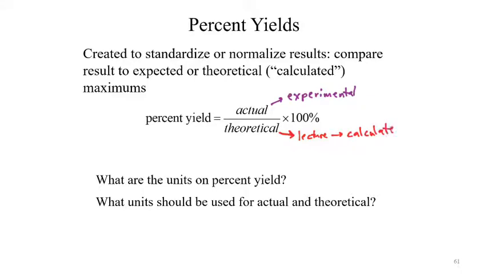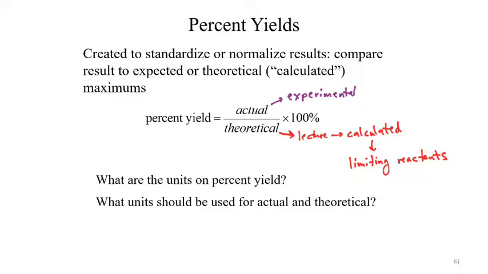This is going to require that we run calculations based off of limiting reagents. So our percent yield requires that we go back and we do all of that limiting reactant or reagent calculations that we just talked about. Okay? So next part, what are our units?